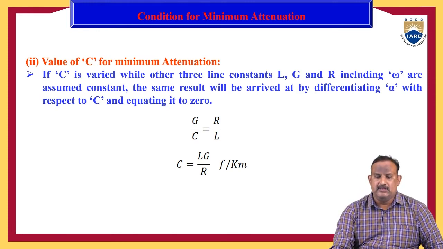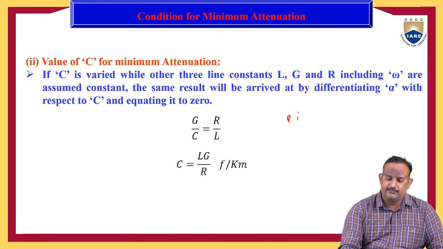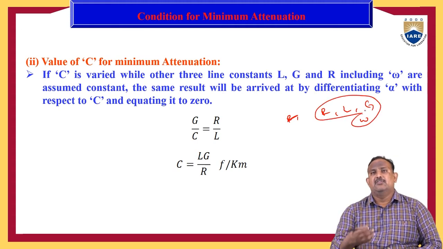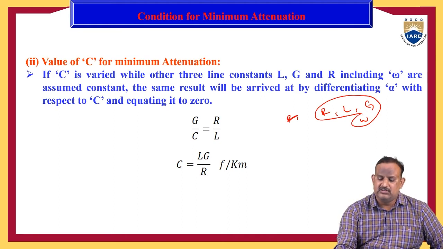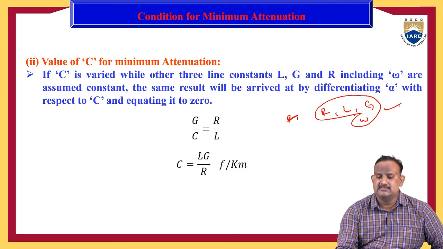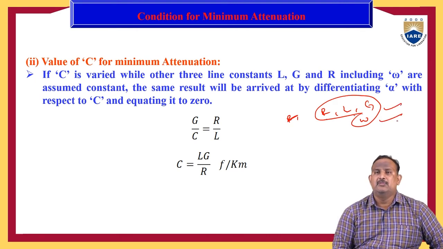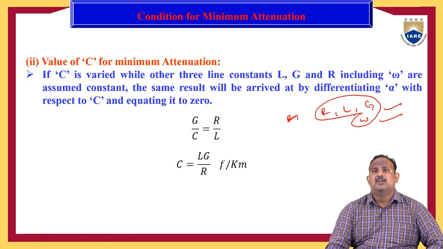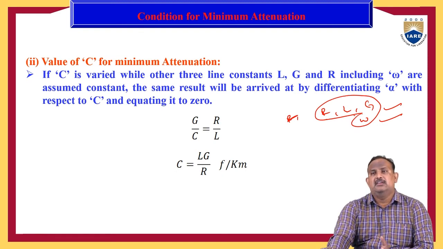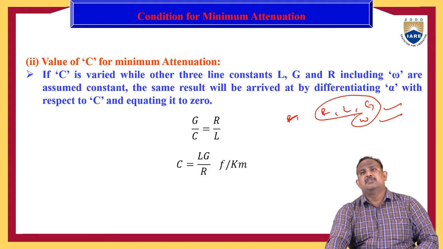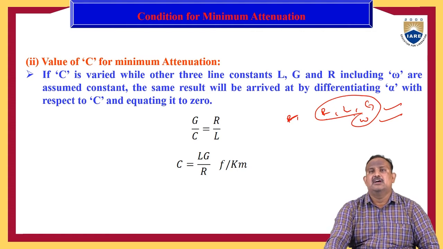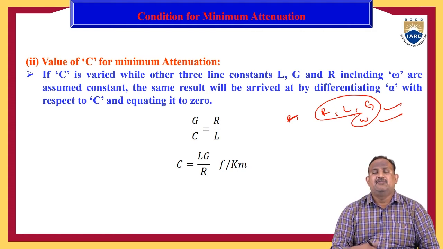To find the value of C, we have R, L, G and omega. We need to keep all these four values constant. When finding the condition for C for minimum attenuation, we need to keep resistance, inductance, conductance and angular frequency constant. If C is varied while the other three, R, L, G including omega, are assumed constant, the same result will be arrived at by differentiating alpha with respect to C and equating it to 0.